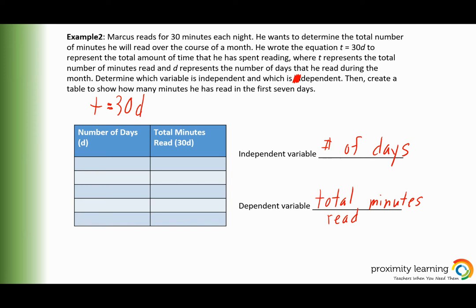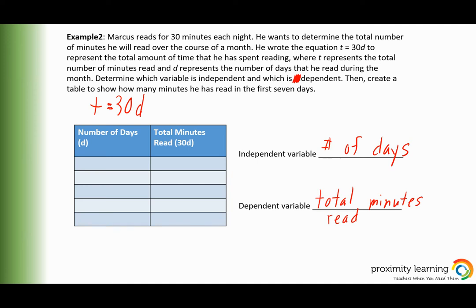Okay. Because the number of days is going to constantly change. It's going to change regardless. How many minutes we read in a month is going to be dependent upon how many days are in that month, because every month does not have the same amount of days. So now that we have our two variables, what we have to establish is our little chart here.